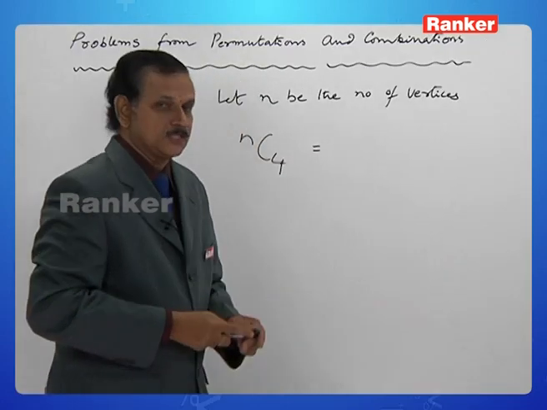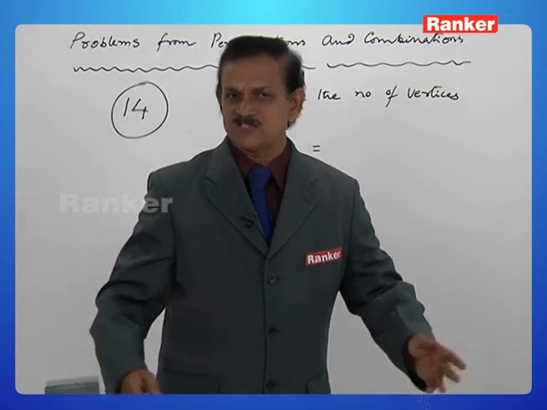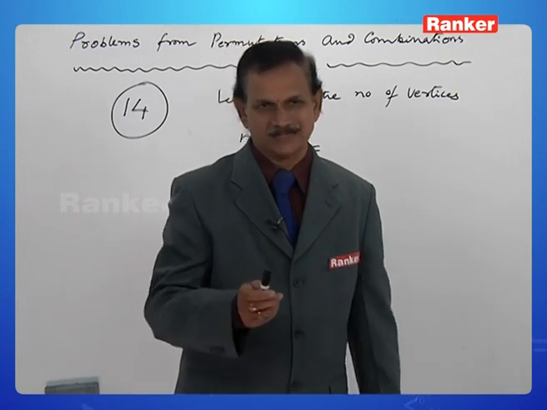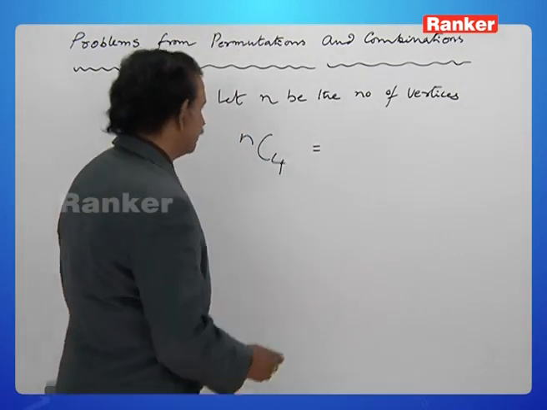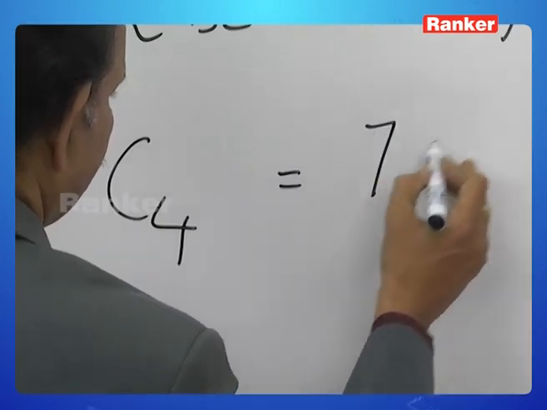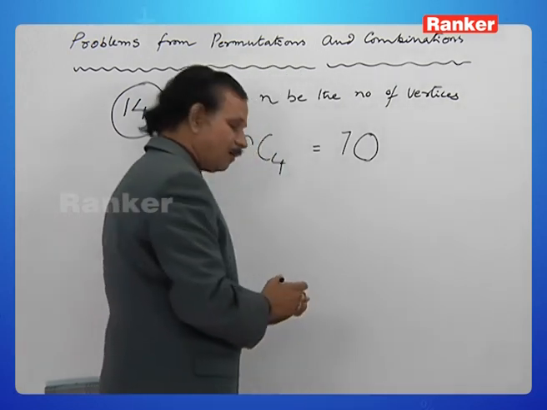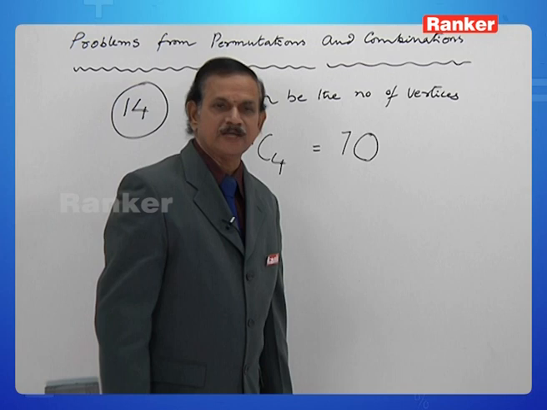Therefore, what is the total number of points of intersection of the diagonals? nC4. Why is it to be nC4? To have a point of intersection of the diagonals internally, you have to choose 4 vertices. Therefore, the number of ways of choosing is nC4, and you are supposed to equate it to 70. nC4 is equal to 70.